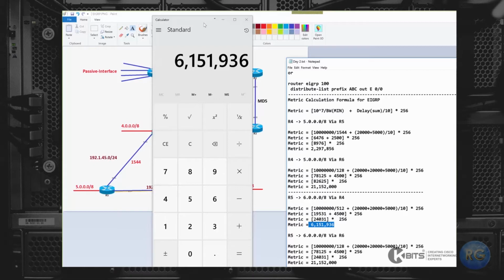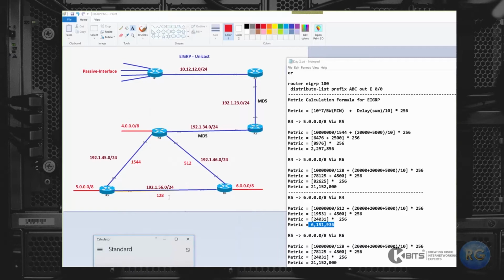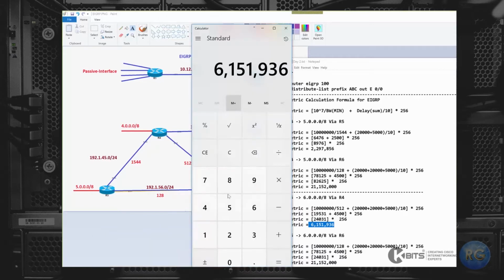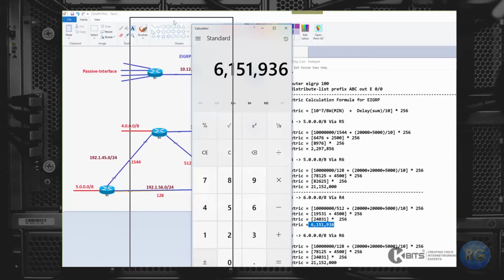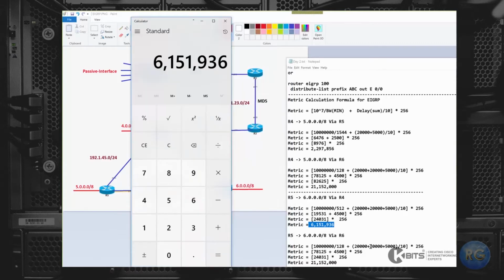The direct path from R5 to R6 is via what? This one, I only have two bandwidths. One is 128 and the other one is 8 million kilobits per second. So which one do I take into consideration over here? Help me out. 128. I only have one serial link.